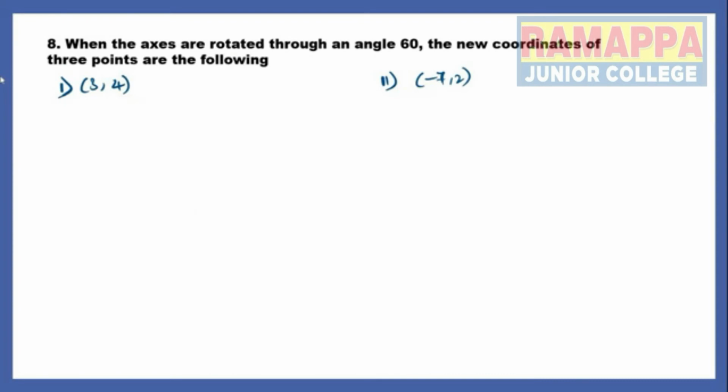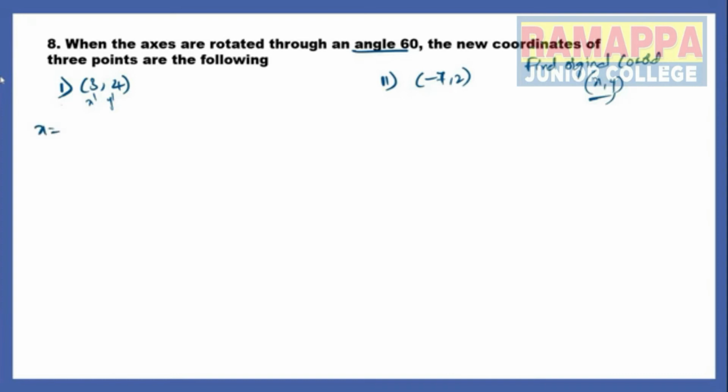Now, the eighth one. Solution: when the axes are rotated through an angle of 60 degrees, the new coordinates of three points are given like this. Three points: first one, second one, and the next one we do in the other slide. The first two points given here are 3, 4 and minus 7, 2. He is asking us to find the original coordinates. Here he has given x dash, y dash. Original coordinates means x comma y, so we need to find x comma y.